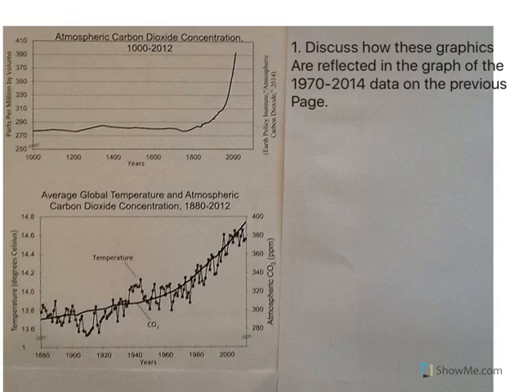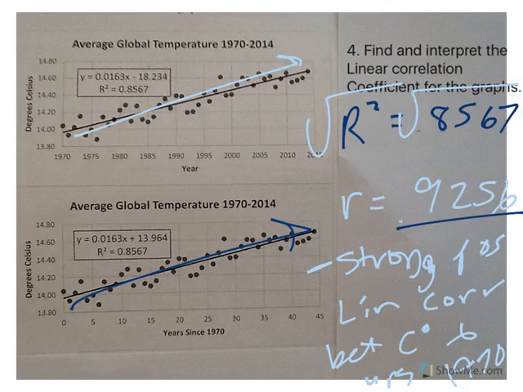Linear correlation. Good. All right, now looking at these two graphs, discuss how these graphics are reflected in the graph of 1970 to 2014 on the previous page. Now, 1970 to 2014 is like in this section, right? So 1970 here, it's this one. But you can see that there is a large increase. So here we're showing the increase. And so they do correlate, they do make sense because they are both showing an increase.